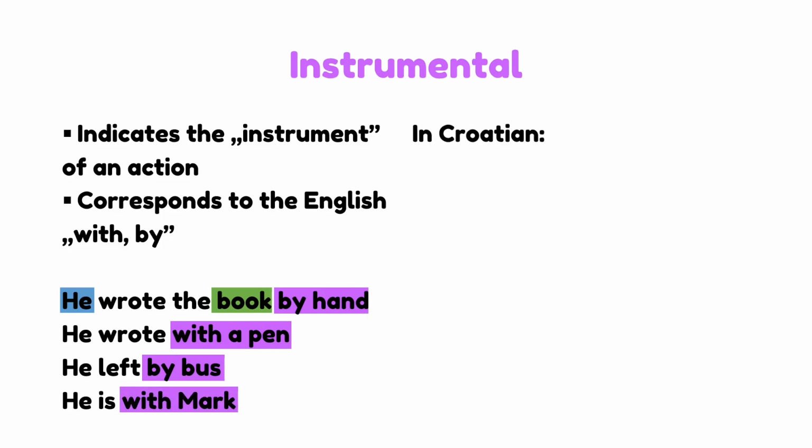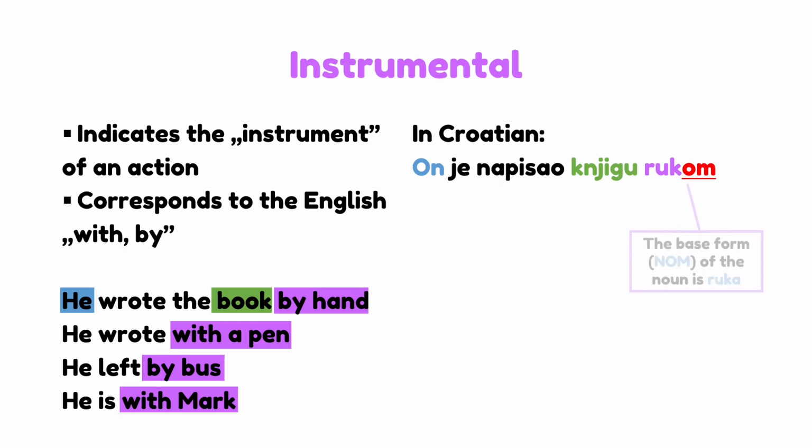Let's look at Croatian again. On je napisao knjigu rukom, meaning he wrote the book by hand. Ruka, just by itself, means hand. And when you replace that a and add om, rukom just means by hand.